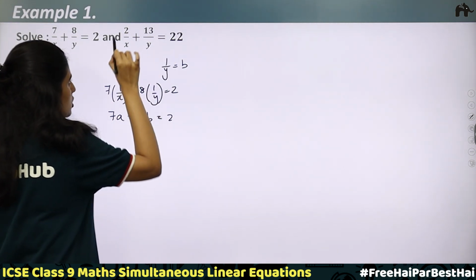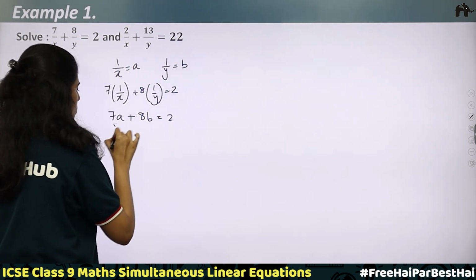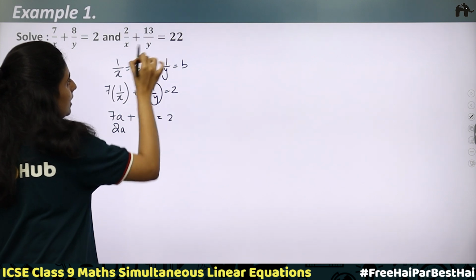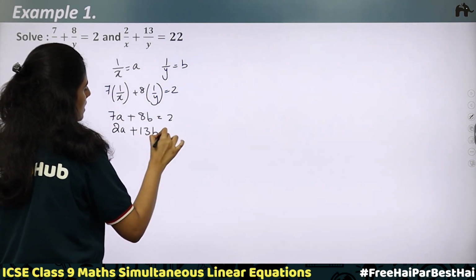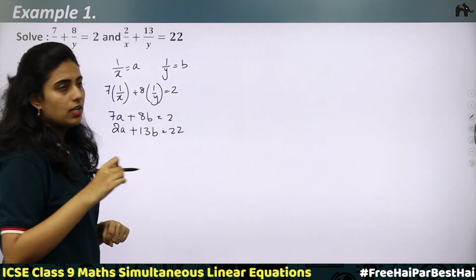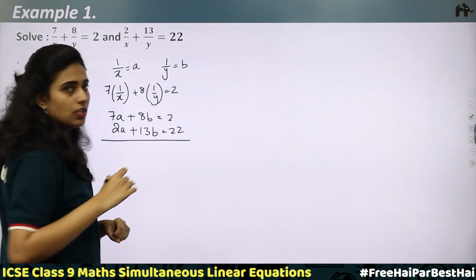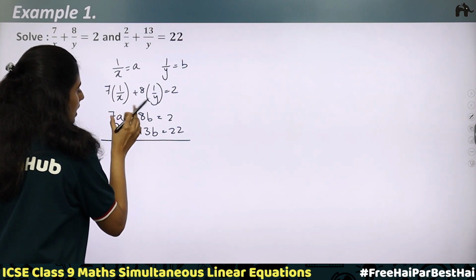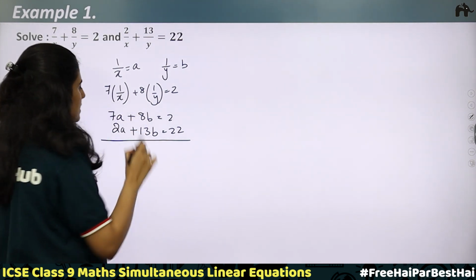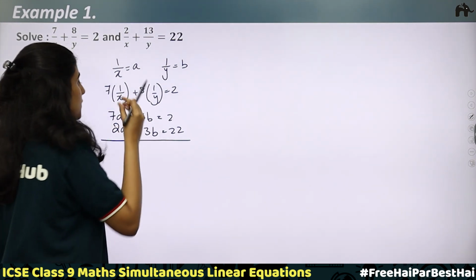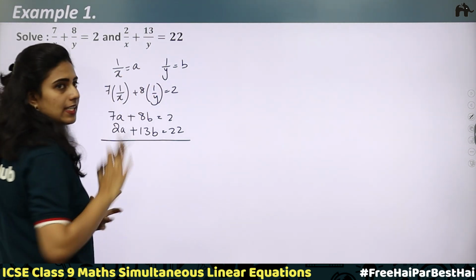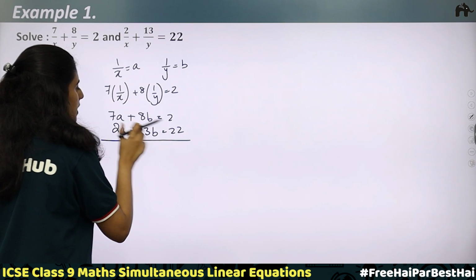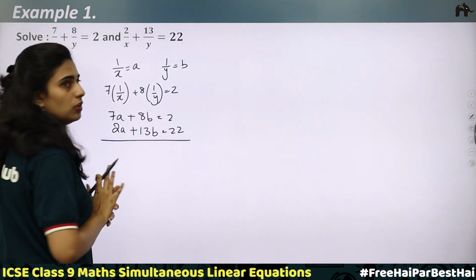What about this expression? 2 into 1 by x, that is 2a. 13 into 1 by y, which is 13b, is equal to 22. Now we have linear equations in two variables. A and b are the variables. So we are going to find the values of a and b first, from which we can find the values of x and y. We are going to use the elimination by equating coefficients method here.